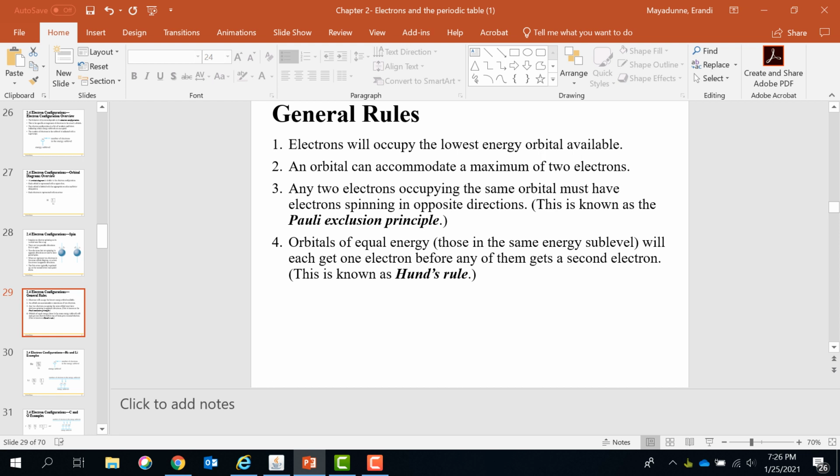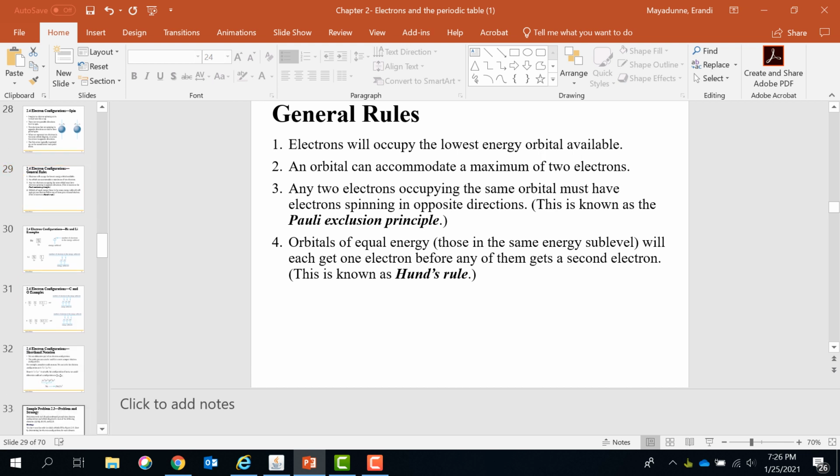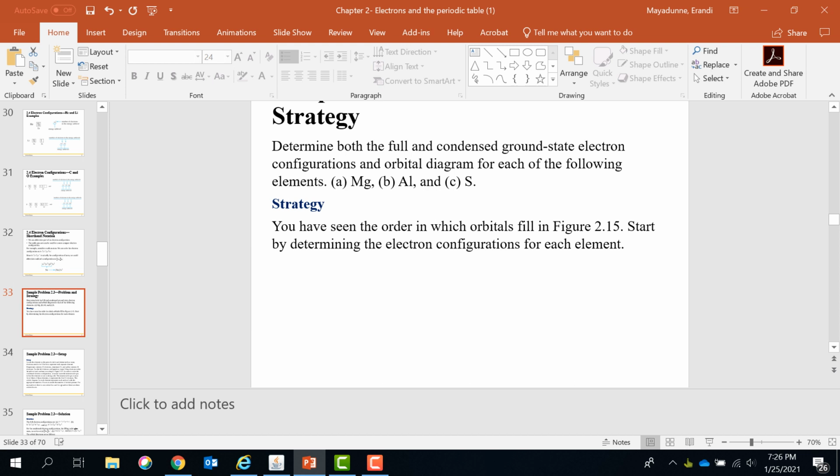orbitals of equal energy, that means the same subshell, will each get one electron before any of them gets a second one. So those are the rules for writing electron configuration. I'm going to take this question. Determine the full and the condensed electron configurations for magnesium, aluminum, and sulfur. So let's see how you're going to write the electron configuration of magnesium, aluminum, and sulfur.